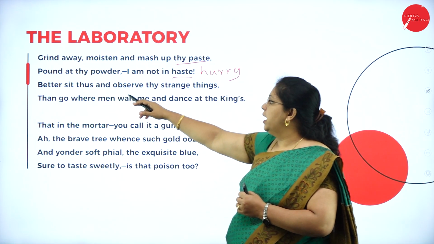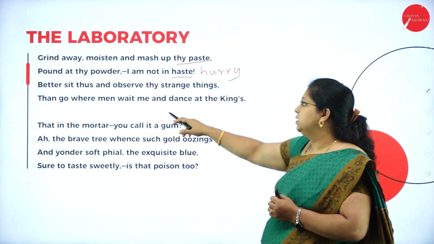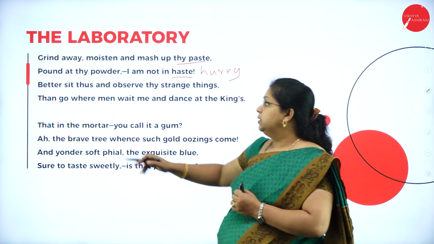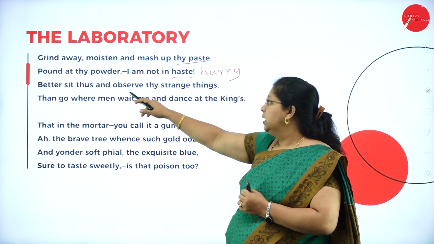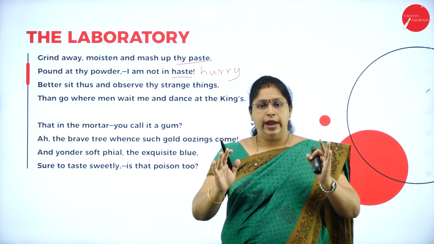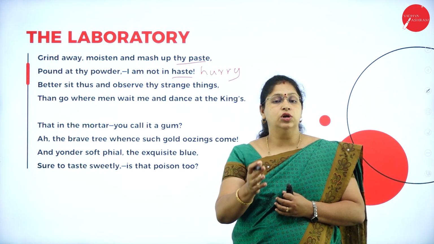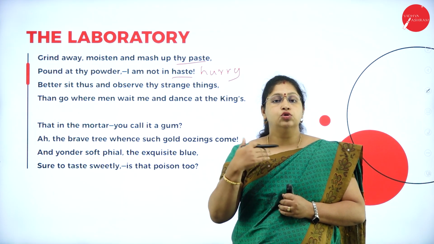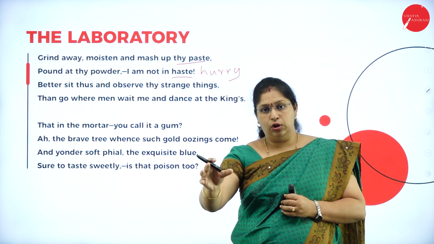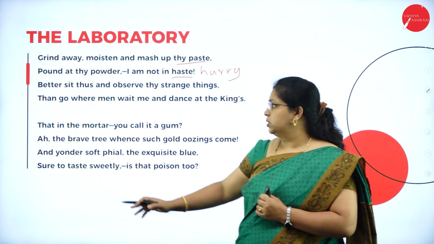"Better sit thus and observe thy strange things than go where men wait me and dance at the kings." So what does she tell? Better sit thus and observe thy strange things. So let me sit here and observe what my thing is doing. What is her thing? She wants poison to be prepared, right? So how is it prepared? My wish is that I want poison, and how that poison is prepared. She wants to sit and watch all those processes.